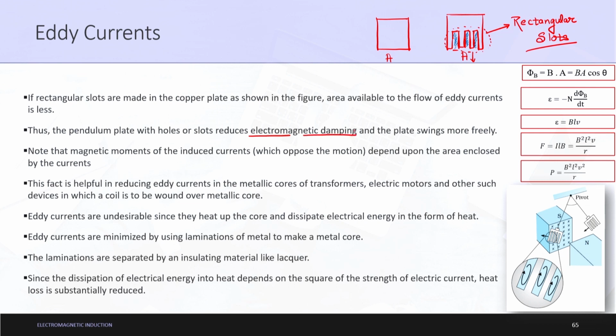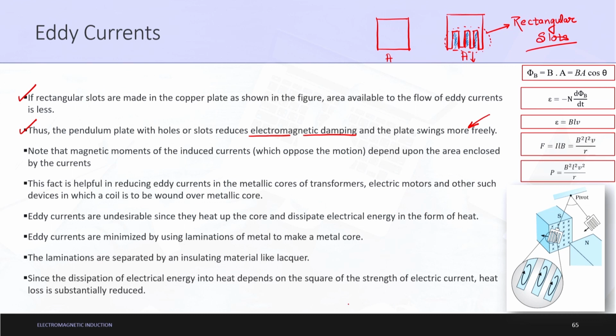Why is it told as electromagnetic damping? Because the damping involves electromagnetic induction and this plate swings more freely. So, it is quite evident that the swinging will be more because the resistive force will be quite less. So, these 2 points are being dealt with.